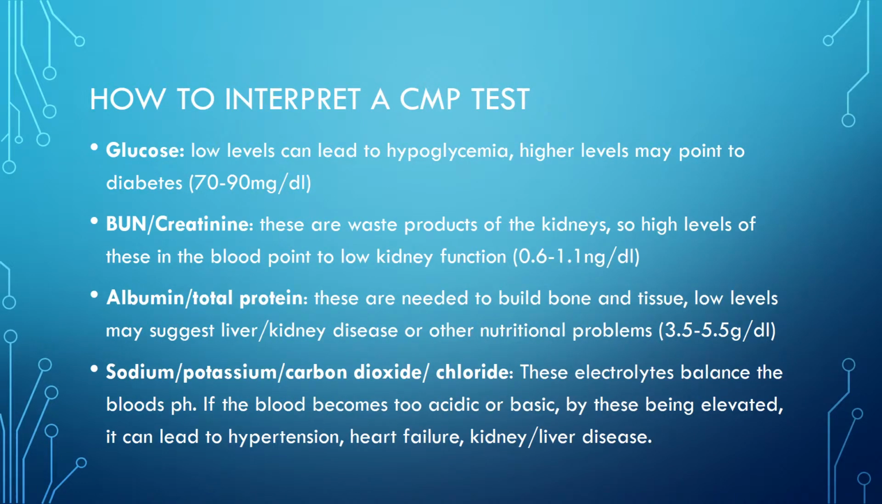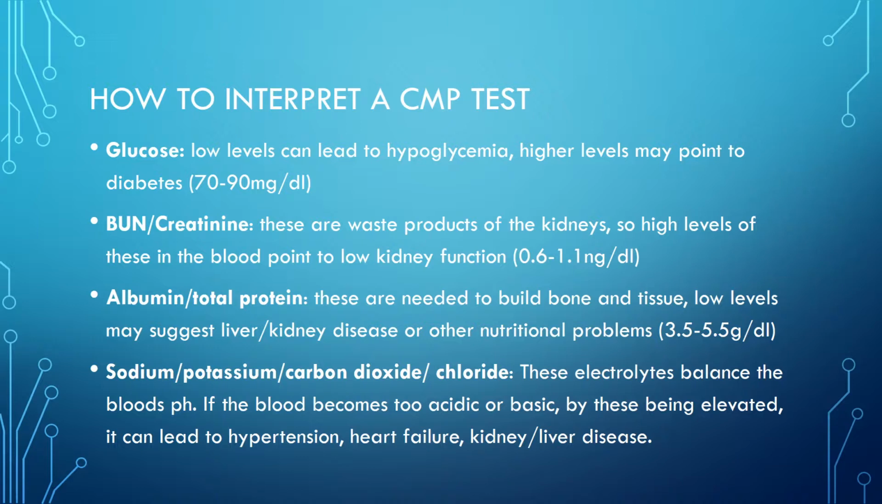Now I'm going to teach you how to interpret a CMP test. When looking at the glucose levels, low levels can indicate hypoglycemia, whereas higher levels may point to diabetes, and normal levels are listed at the end of each analysis. When measuring BUN and creatinine, which are waste products of the kidneys, high levels can indicate low or poor kidney function. When measuring albumin and total proteins, which are needed to build bone and tissue in the body, low levels may suggest liver and kidney disease or other nutritional problems.